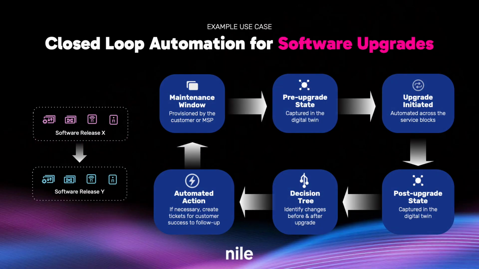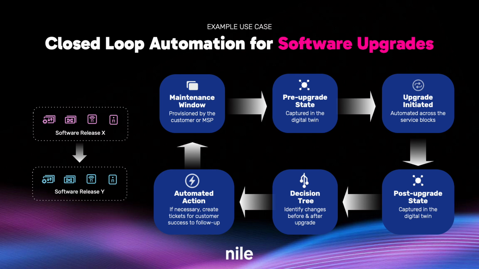Thank you again, Ozer. In this episode, we're going to look at another example of closed-loop automation for software upgrades. As you know, Nile offers an access network as a service, and the device lifecycle management is essentially owned by Nile. It's taken over by Nile. The software upgrades are conducted in a maintenance window that's agreed upon by the customer. The customer would provide a maintenance window through the user interface.